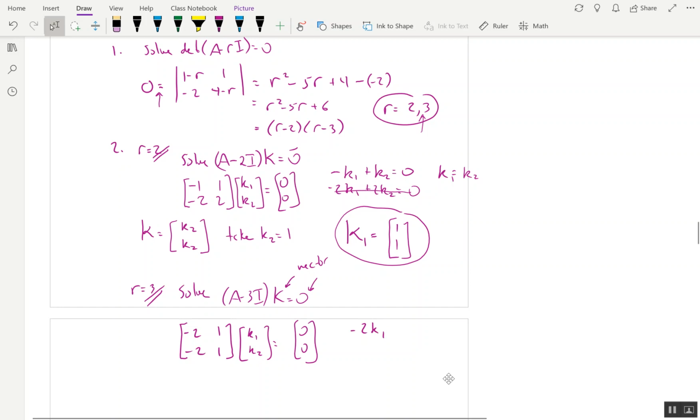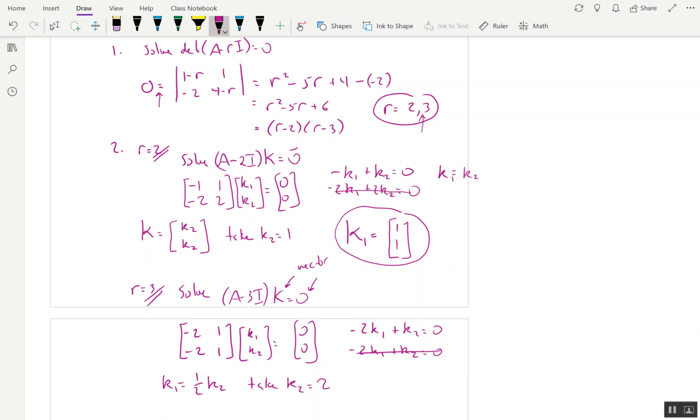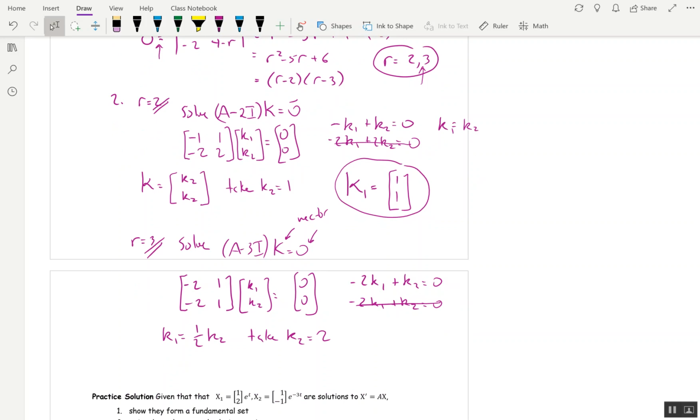Okay, I'm back. This gives us two equations. Negative 2k1 plus k2 is 0, and negative 2k1 plus k2 is 0. Okay, I think we can all see that the second equation is not needed. So let's solve for k1 in terms of k2, and we get k1 is positive 1/2 k2. So I'm going to take k2 equal to 2 so I can clear fractions.